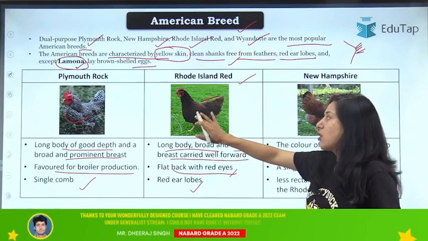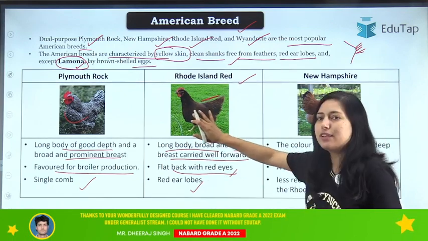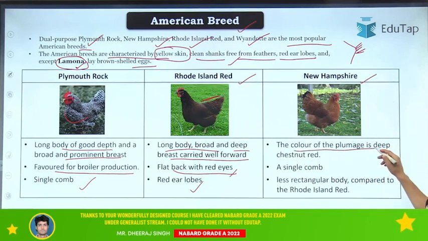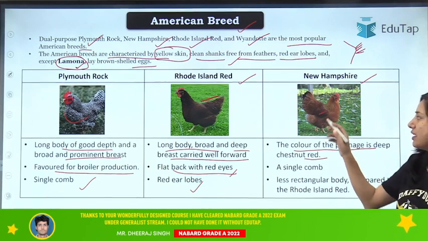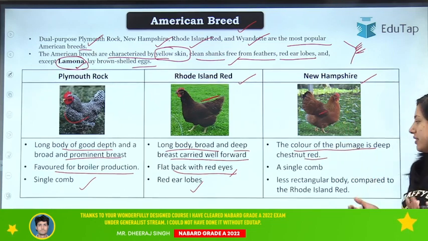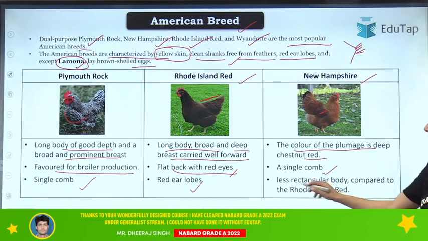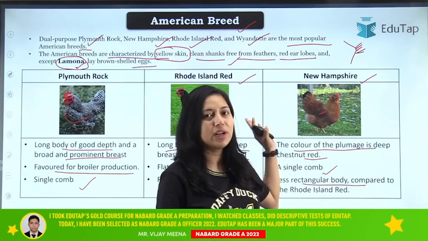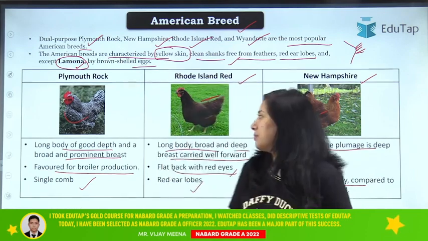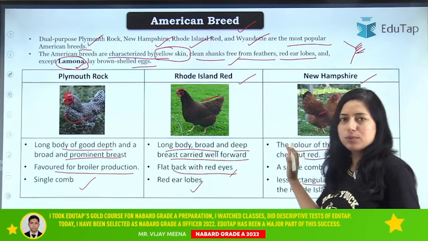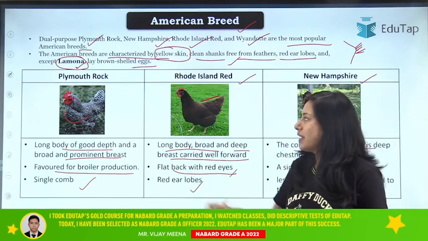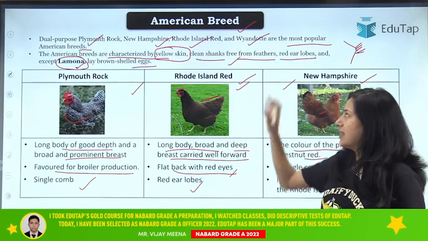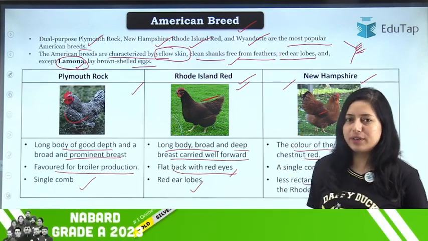If you talk about Rhode Island Red, these are the characteristic features and you can relate them with the picture. Then we have next New Hampshire. The color of the plumage is deep chestnut red. Here you can see the color is very different. It is deep chestnut red, and they have a single comb, and a more roundish body as compared to Rhode Island. So that was all about the American breeds, and these are the few popular breeds which you should know. At least you should be able to remember their names. Under the American category, that is what we have read so far.